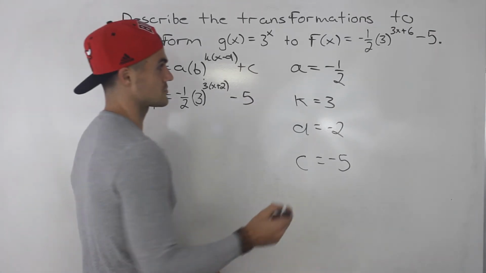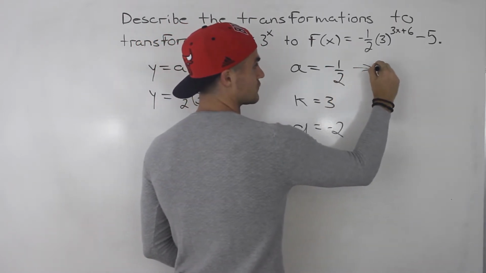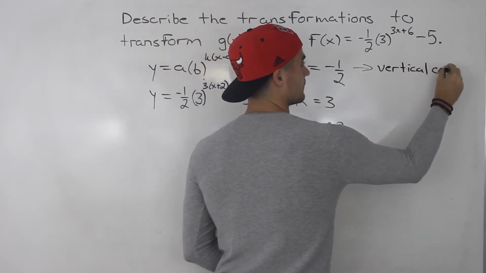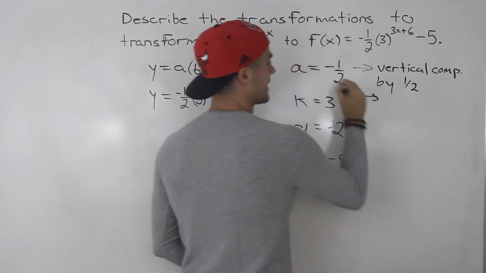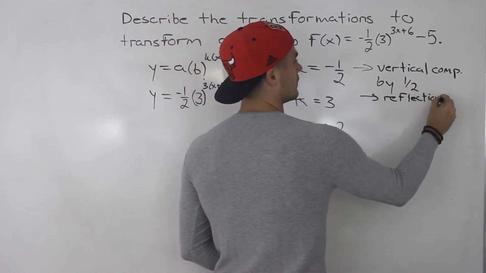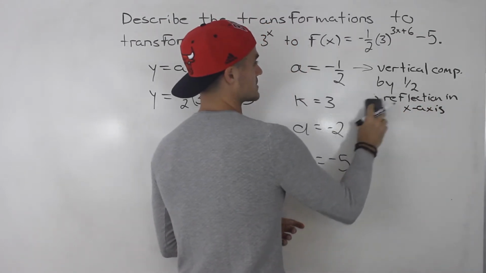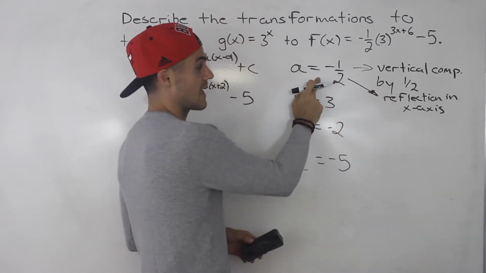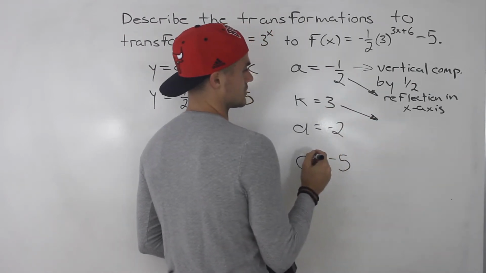Now we just have to describe the transformations. So when a value is -1/2, we know there's a vertical compression by 1/2, by a factor of 1/2. And because it's negative, there's a reflection in the x-axis. Actually, you know what? Let me take this arrow here, kind of point it downwards, just so you know that this is coming from this a value here.